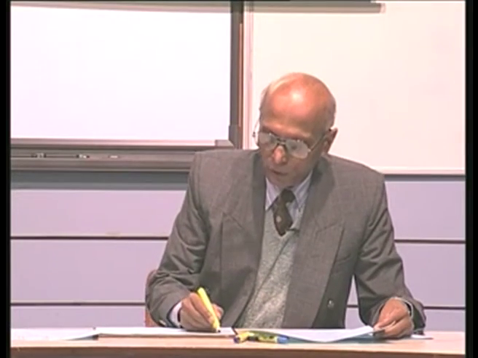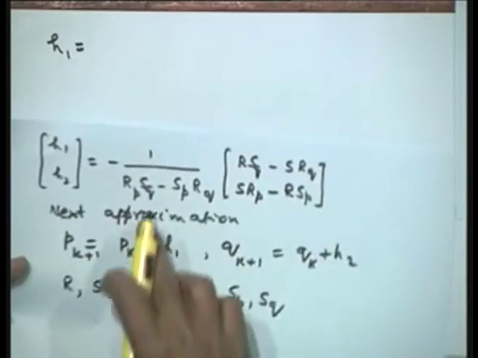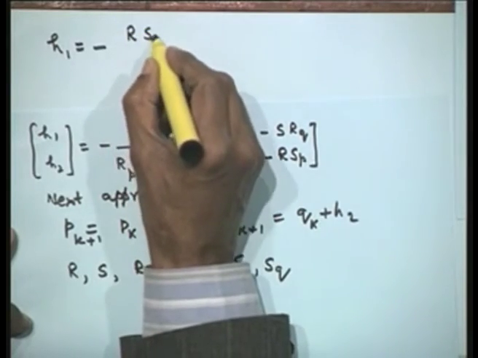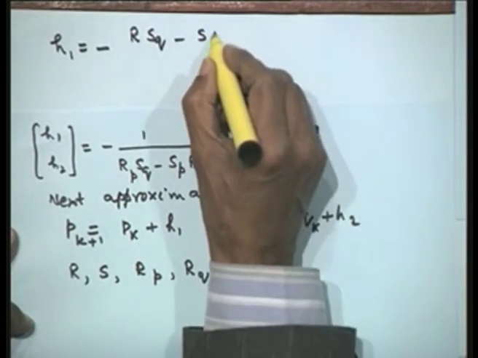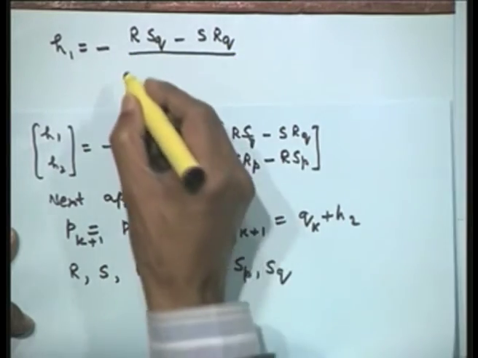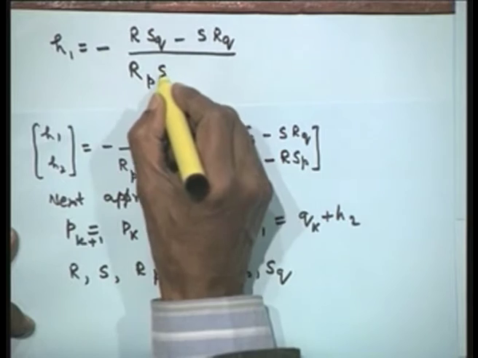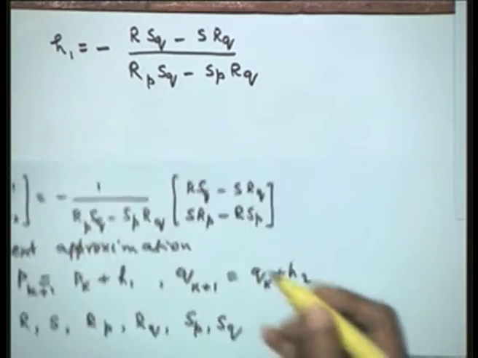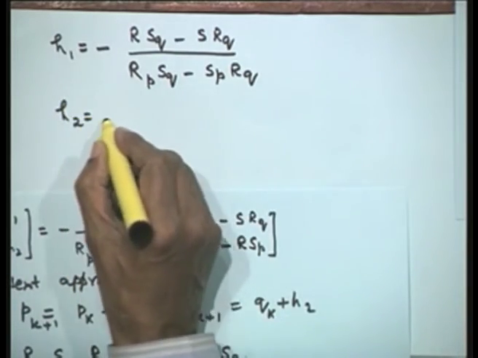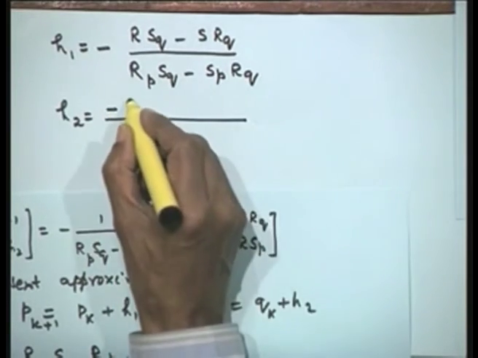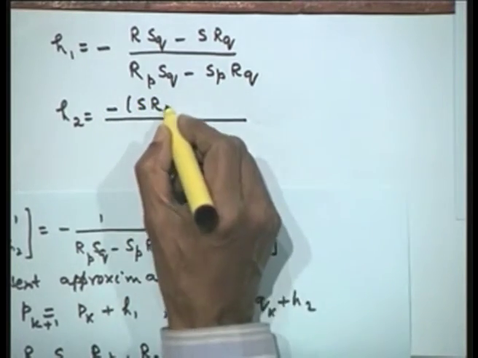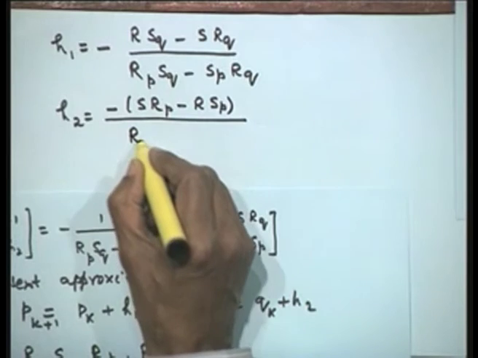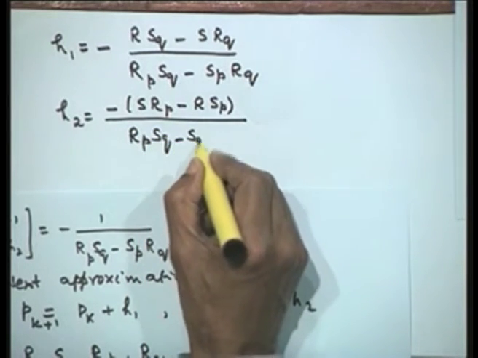Let me write down what your h1 is. So, h1 is equal to, I am writing from this formula, minus of r times the partial derivative with respect to q minus s times the partial derivative with respect to q, divided by the denominator that we have obtained earlier, rp sq minus sp rq. This is the value of h1 and this is the value of h2. We have the same denominator and the numerator is s into the partial derivative with respect to p, divided by rp sq minus sp rq.